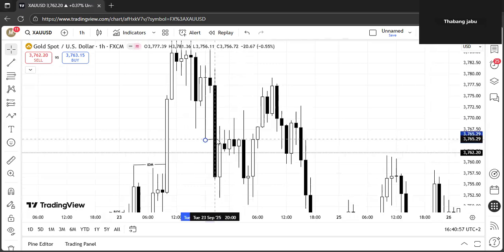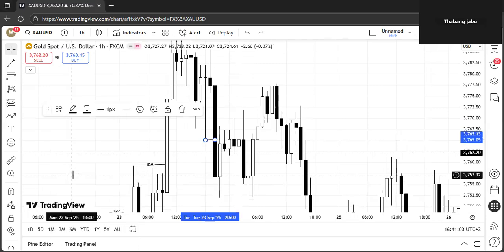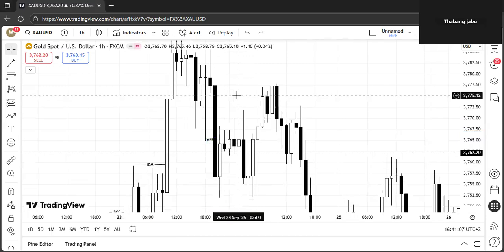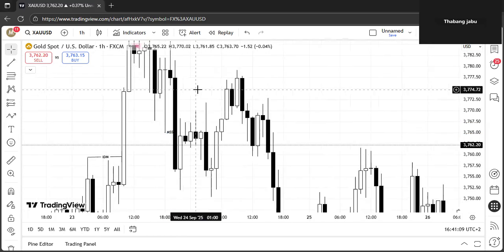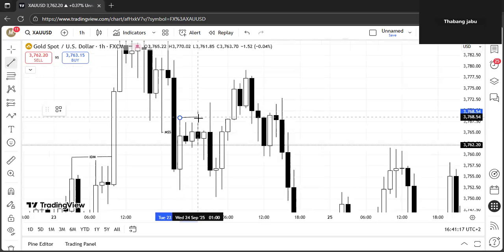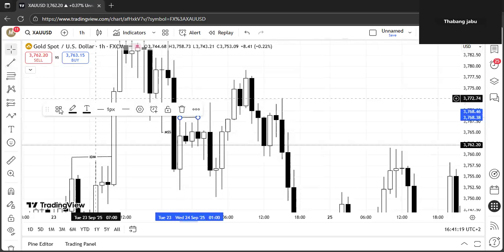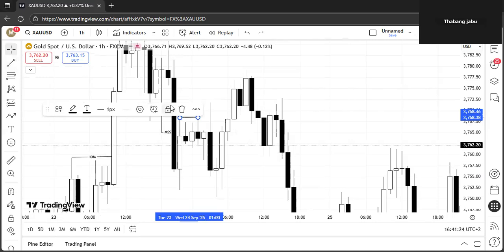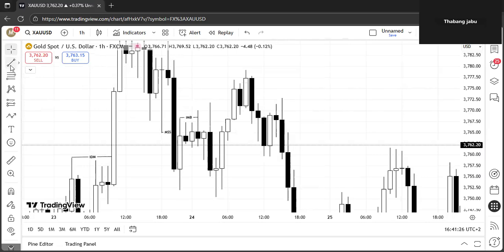So we mark our newly formed change of character. Okay, this is the change of character. Let's log it. And then after our change of character, we're given an imbalance, which is a fair value gap. Okay, we have our imbalance right there.